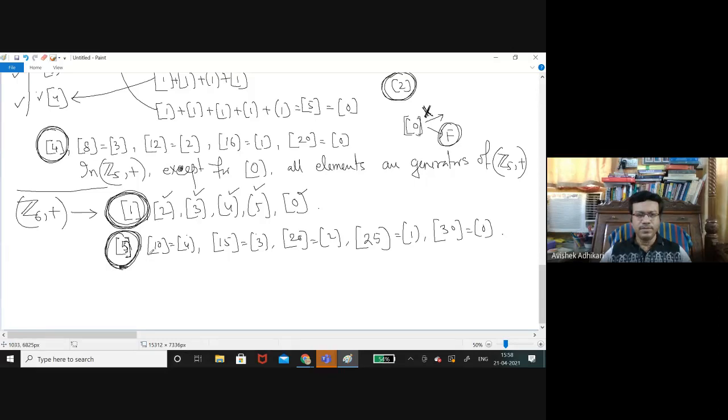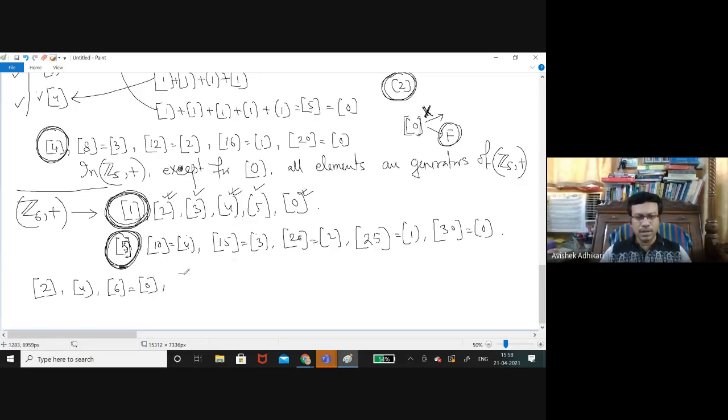Any element other than these two? Anybody tell me any element? Okay, let's see 2. So if I add them up, 4. So 2 elements are exhausted, 2 and 4. Then if I add them up, 6, and 6 becomes 0. So 3 elements, doing well.